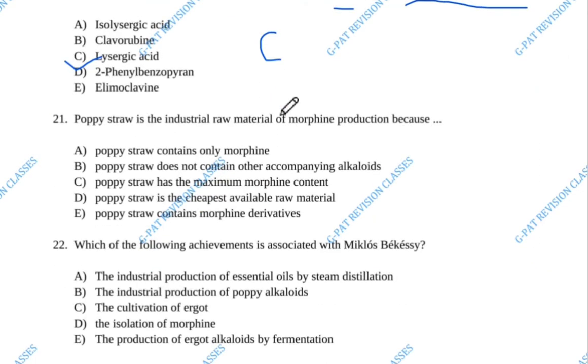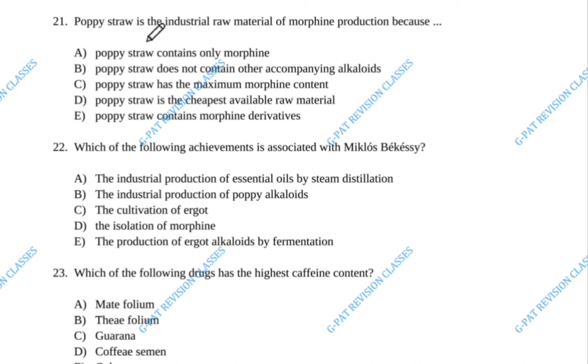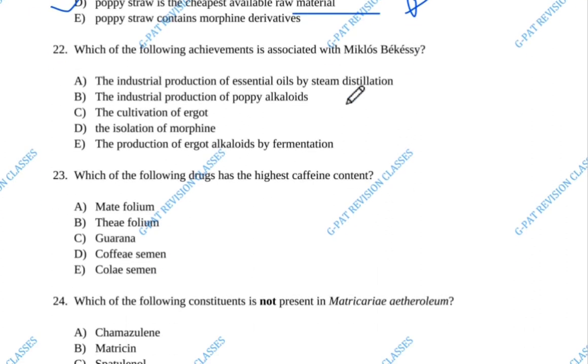Next is 21 question number. Poppy straw is the industrial raw material of morphine production because? The answer is D. Poppy straw is the cheapest available raw material. Next is 22 question number. Which of the following achievements is associated with Miklós Bíró? The answer is C. The cultivation of argon.